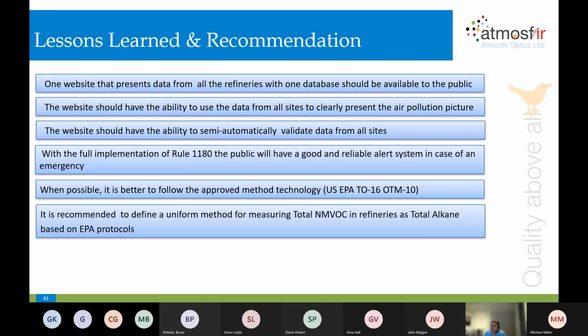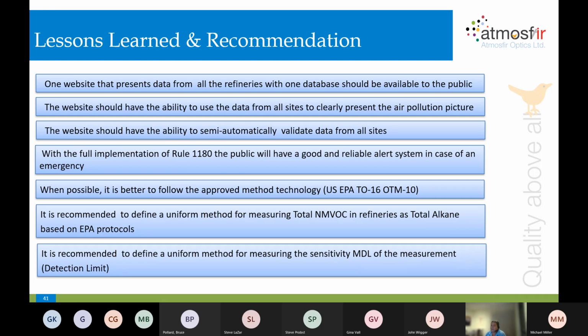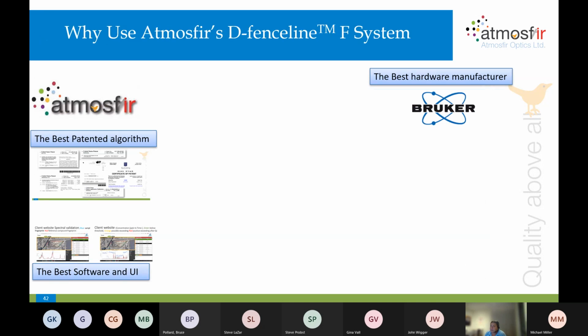It is recommended to define a uniform method for measuring total VOC. Today I think everyone does it slightly differently. There is an EPA protocol, and I think everybody should follow the same protocol. Otherwise, again, the result will be meaningless. It is also recommended to define a uniform method or procedure for measuring sensitivity, to compare detection limit.